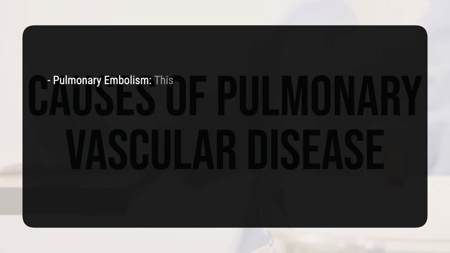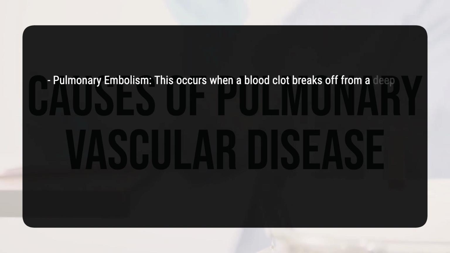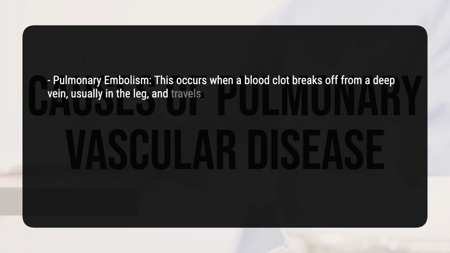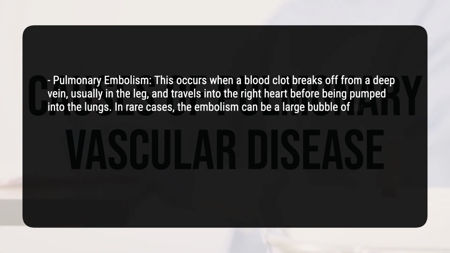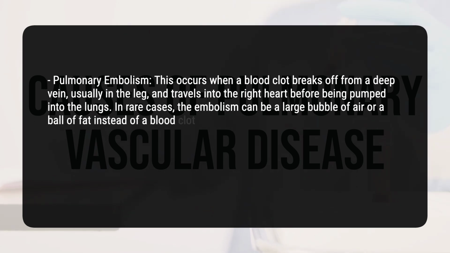Pulmonary embolism. This occurs when a blood clot breaks off from a deep vein, usually in the leg, and travels into the right heart before being pumped into the lungs. In rare cases, the embolism can be a large bubble of air or a ball of fat instead of a blood clot.